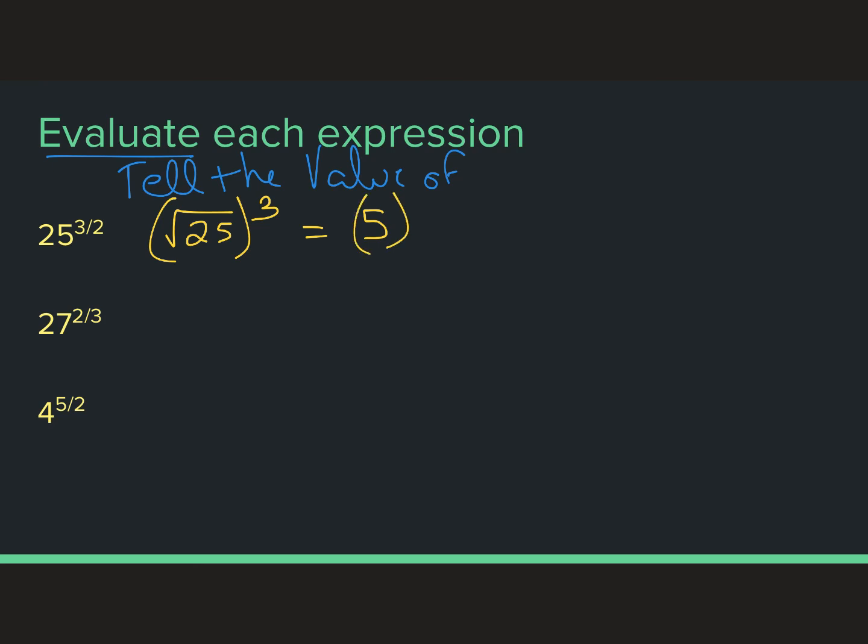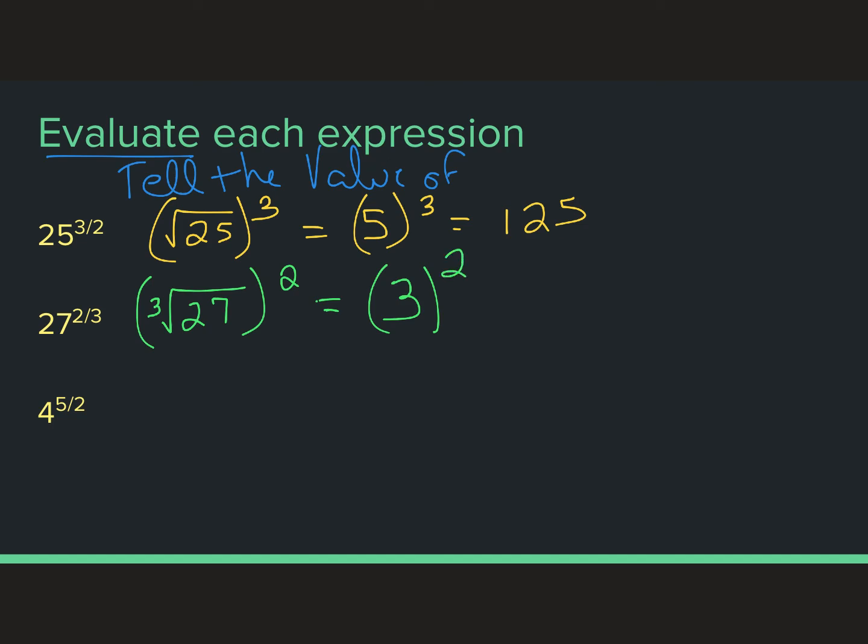So I have 5 cubed. 5 times 5 times 5 is just 125. So let's go to the next one. It's 27 to the 2/3. So 2/3 means I'm taking the cube root of 27, and then I am squaring it. Well, the cube root of 27 is 3, because 3 times 3 times 3 is 27. 3 squared is just 9.